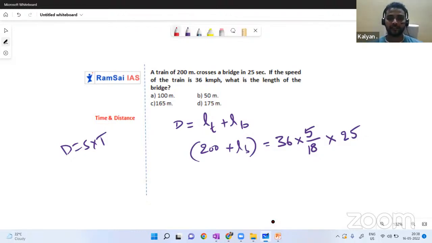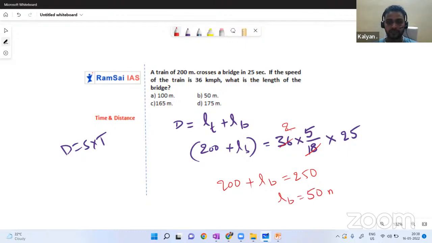So how can you do that? 18 twos are 36, 5 twos are 10. 10 25s are 250. 200 plus what gives you 250? So the length of the bridge will be 50 meters, which is option B. Hope it's clear for you. It's very simple.